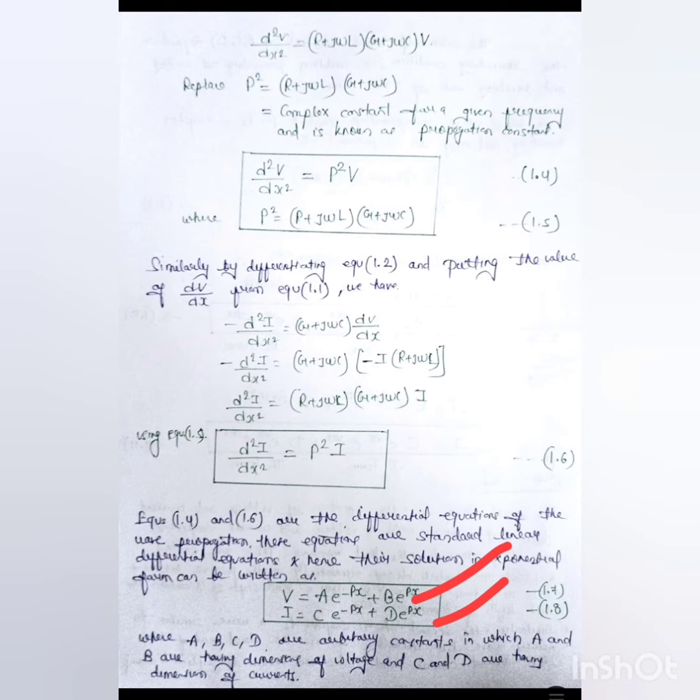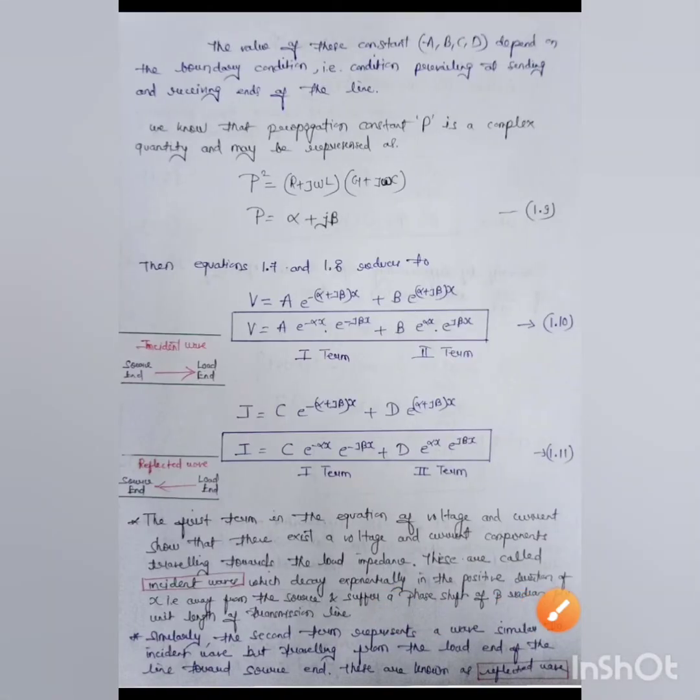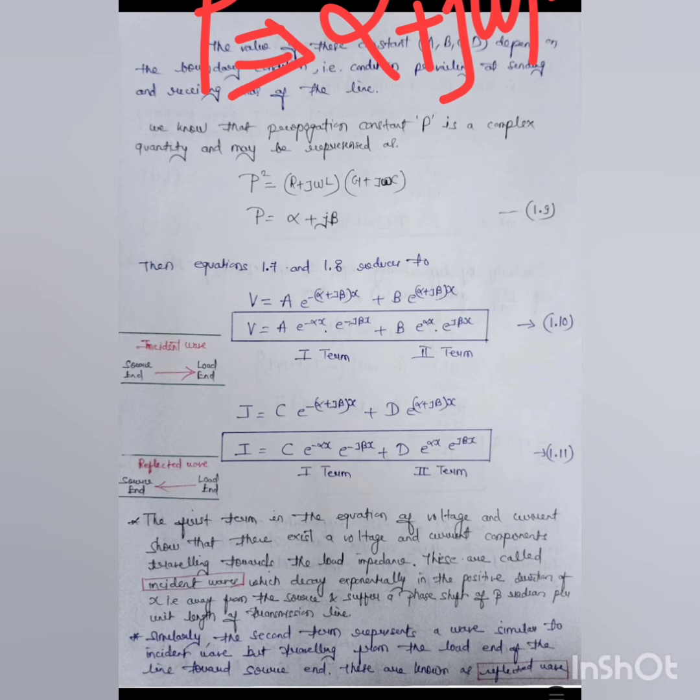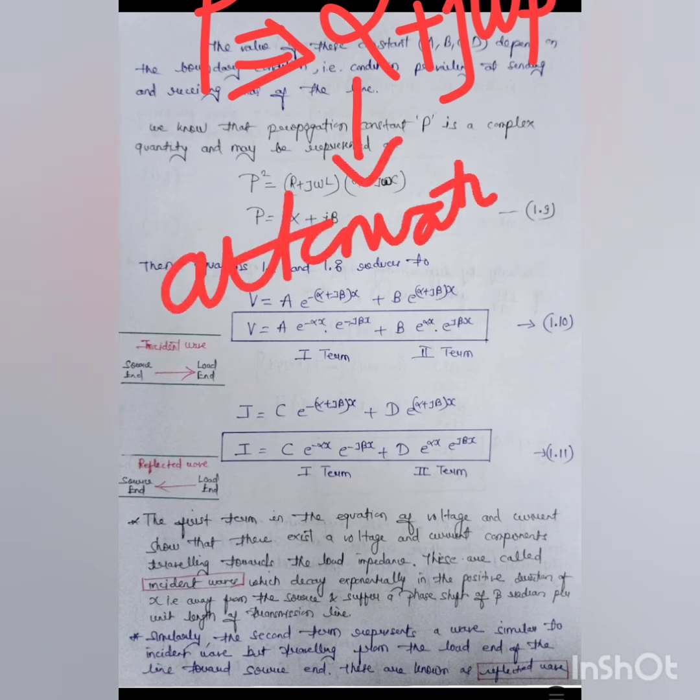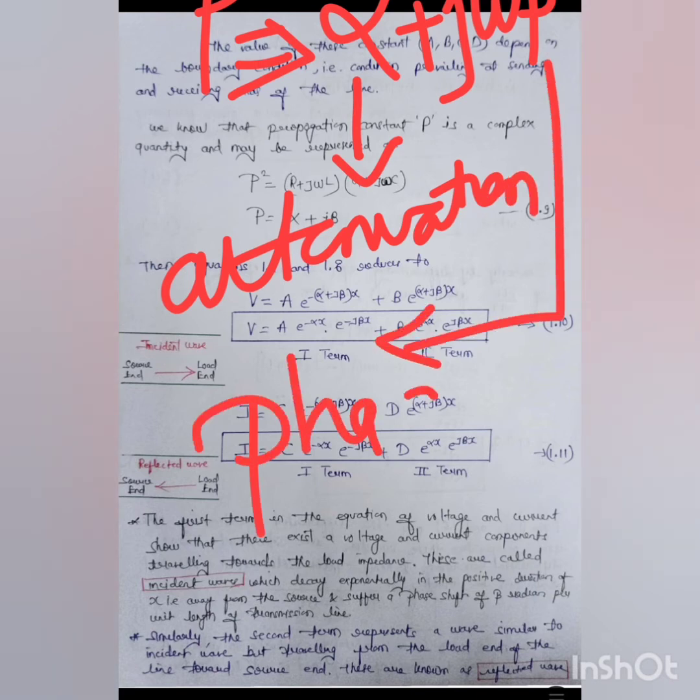Now we should elaborate on this more, because we need to understand the meaning of this exponential when it is negative and when it is positive. So now we put the propagation constant, which is actually a complex constant, alpha plus jbeta, and alpha is nothing but the attenuation. Likewise, beta is nothing but the phase constant.